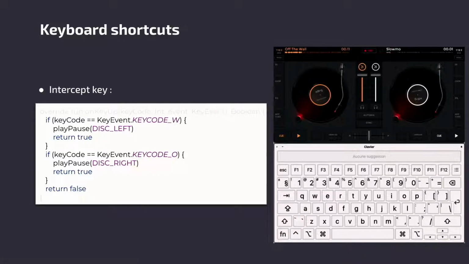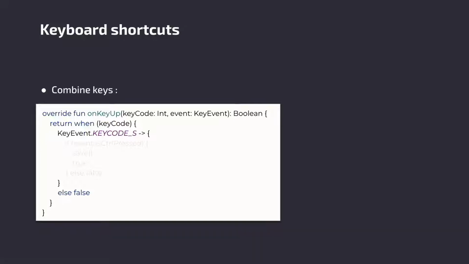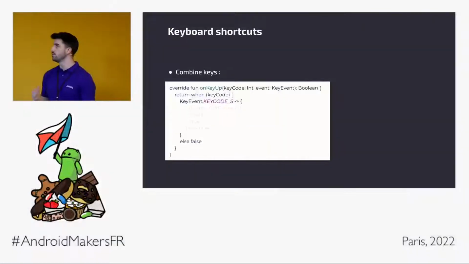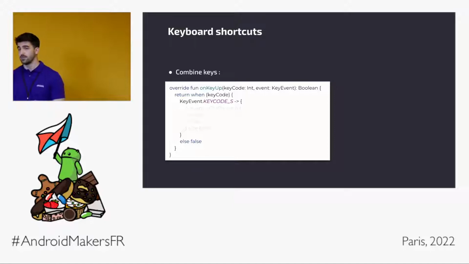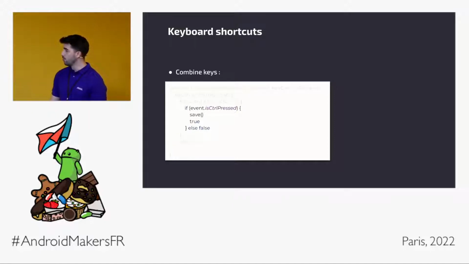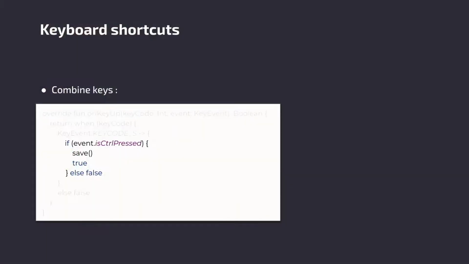For example, in edjing, you can start the left disk with the W key and start the right disk with the O key. Again, in laptop software, for example in an editor, you can undo by using the Control and Z keys. So you have to think about key combinations. For example, if you want to make a Control S key combination, you can use the onKeyUp method. And when you have the S key code, you can check if the Control key, for example, is pressed. You can do the same thing with the Alt key.